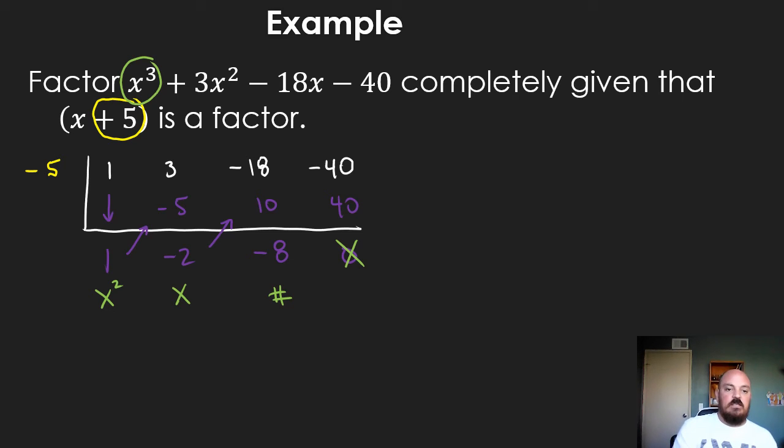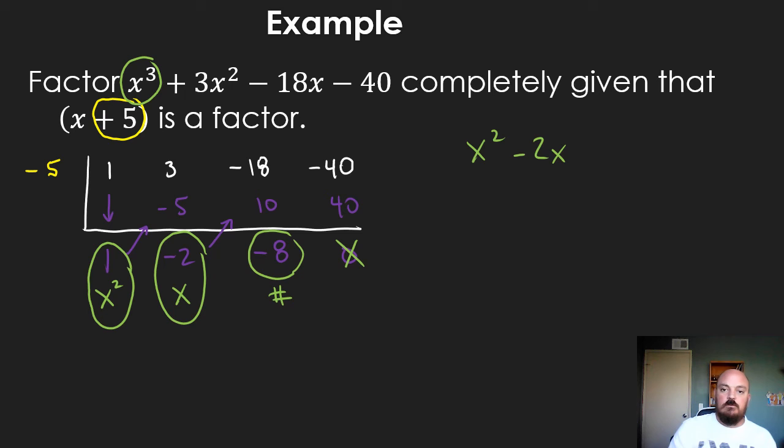So what I have is 1x squared. I'm going to write it off to the side here. 1x squared, or just x squared. I have a minus 2x and a minus 8. Now, I can't use synthetic division anymore, but I don't need to. I can factor that like we did in first semester.